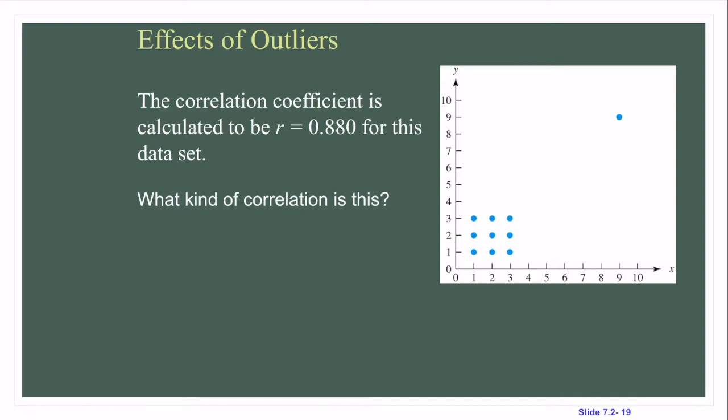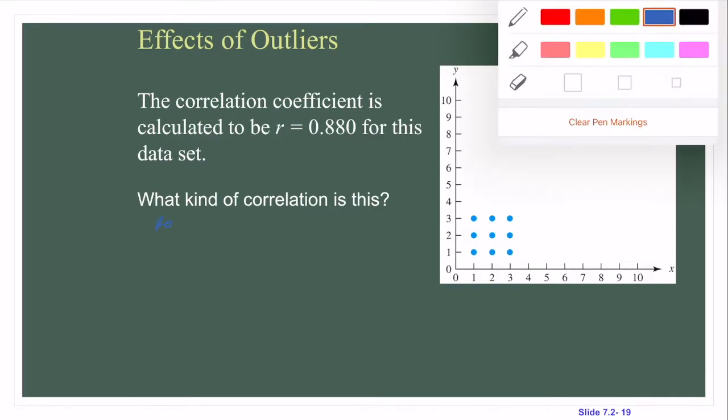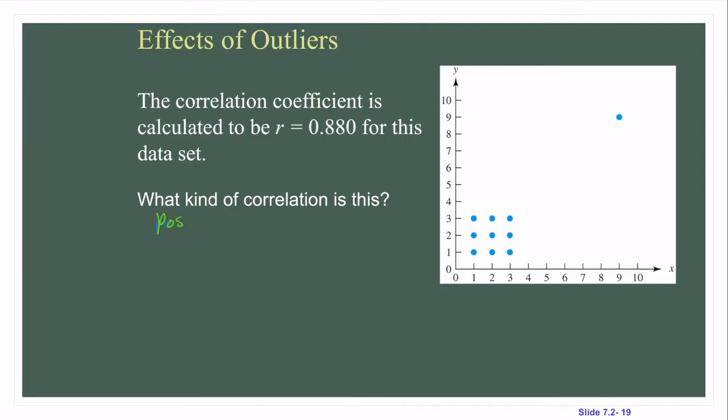So the correlation coefficient is calculated to be R equals 0.008 for this data set. What kind of correlation is this? Well, that would be positive. You can't see the blue. Let's try again. Positive. And I could consider that strong, right? That's strong correlation.